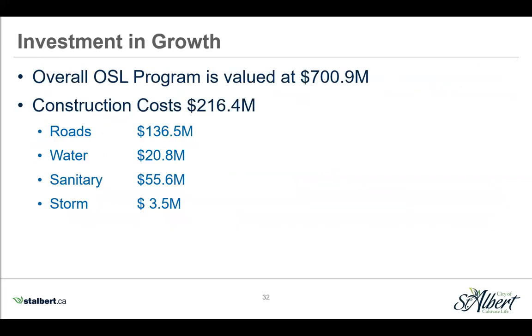So the overall offsite levy program is now valued at just over $700 million. And so to date, developers in the city have constructed about $216 million worth of that infrastructure. So I think it's just really important to recognize the commitment we're making together to support growth and development in the city.